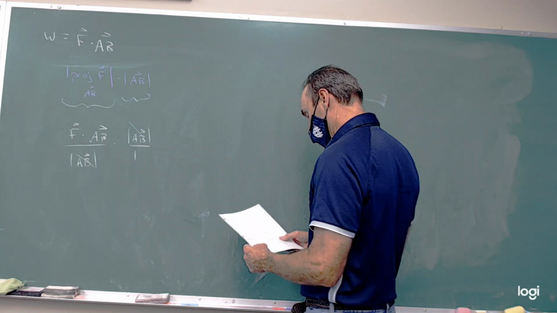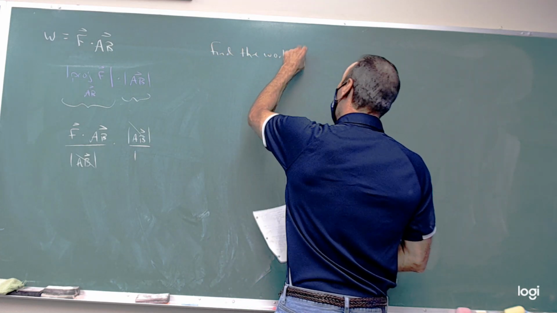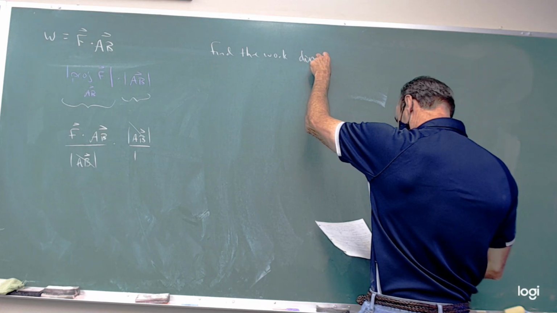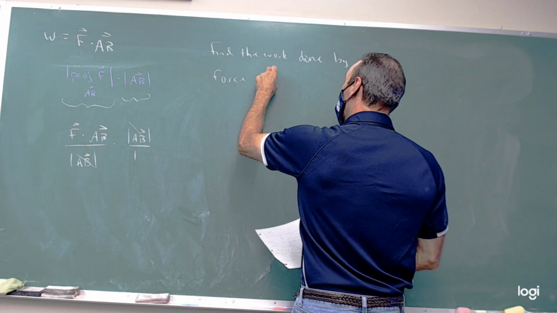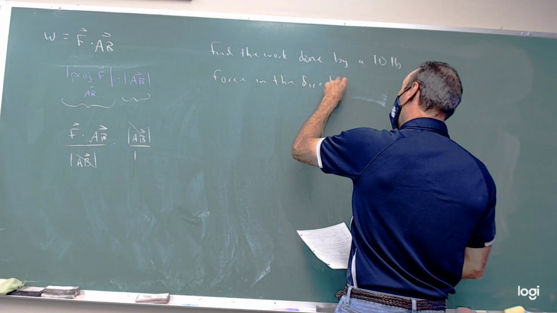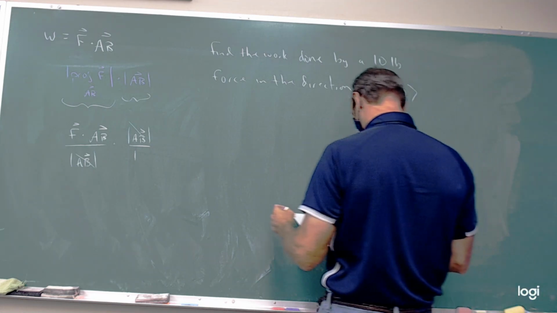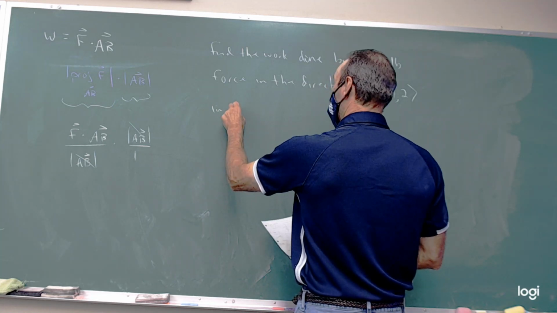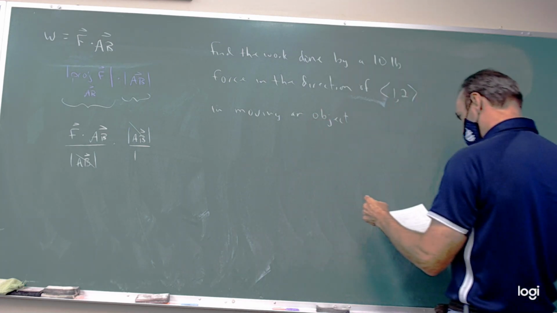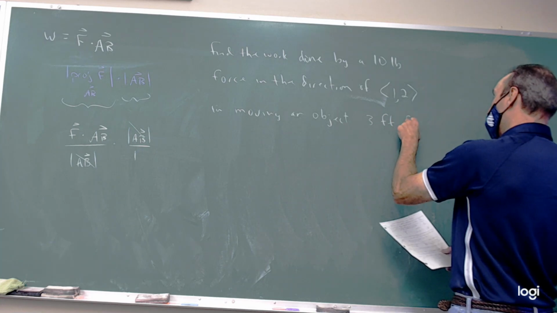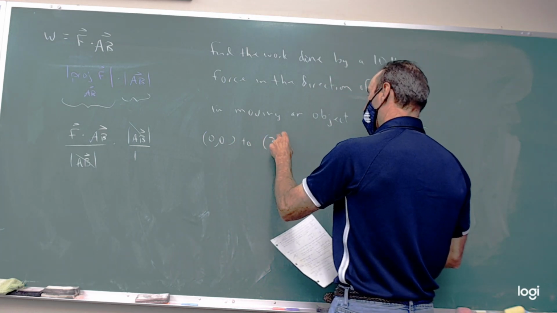So let's see how it works. Find the work done by a 10-pound force in the direction of the vector 1, 2 in moving an object three feet from point 0, 0 to the point 3, 0.